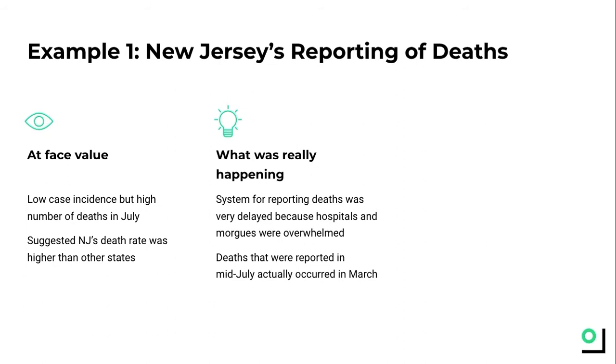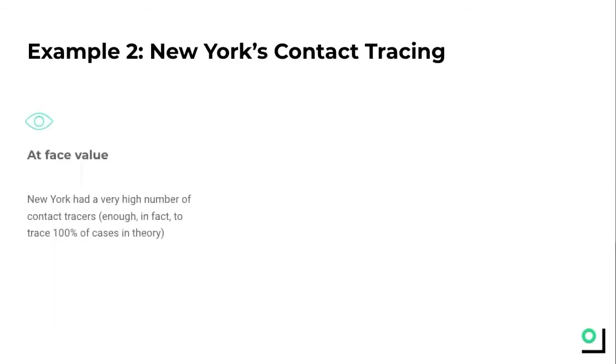This example shows why it's important to ask questions about data. If those looking at the data didn't know that it was highly delayed, they could have wrongly assumed that New Jersey's death rate was abnormally high. The second example is of New York.